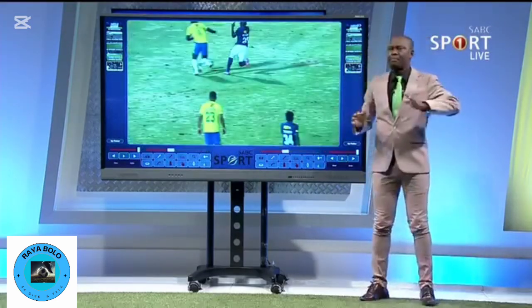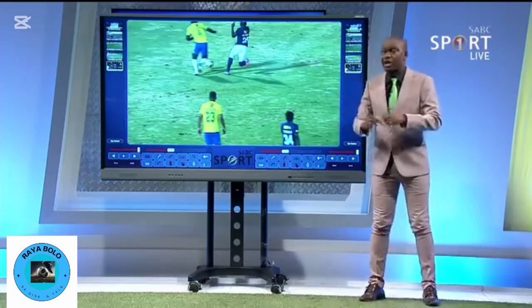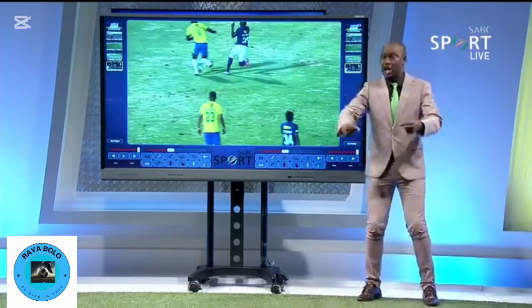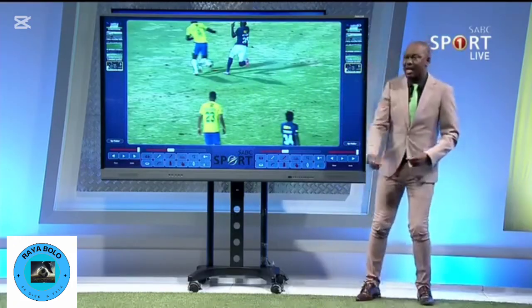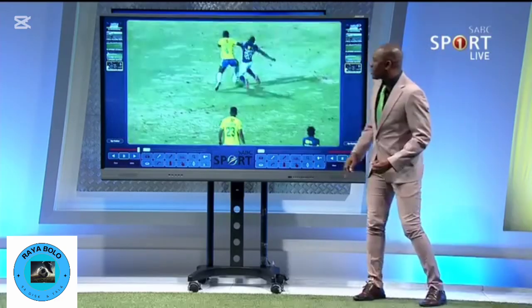This is what we call mistaken identity. Law 5 talks about, can the referee change his decision? Law 5 says the referee can change his decision upon realizing that it is incorrect or on the advice of the other match officials. Now, let's look if the yellow card went to the correct players.